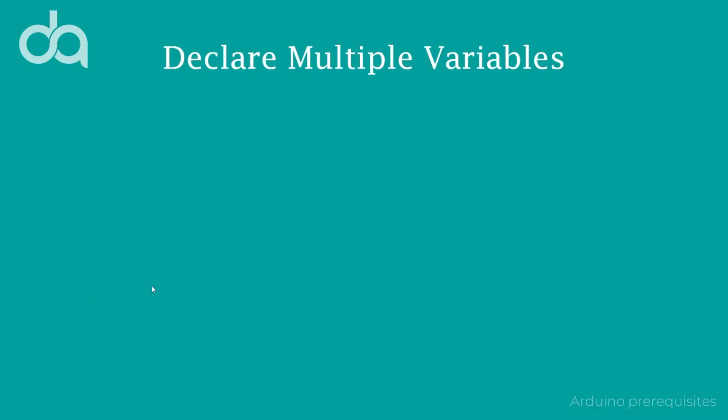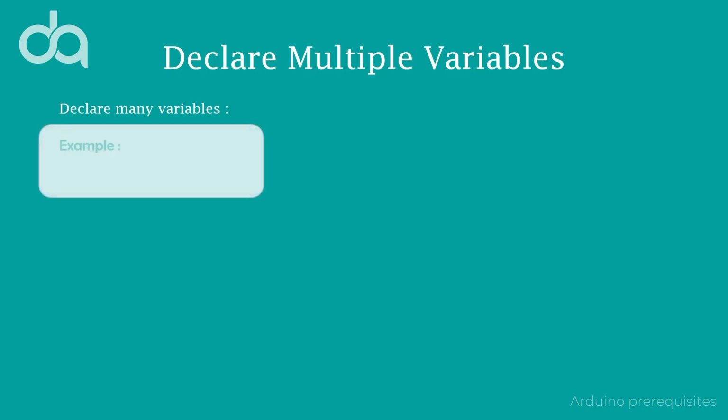Declare multiple variables. First, I want to show you how to declare many variables. To declare more than one variable of the same type, use a comma separated list. For example, int x = 5, y = 10, z = 60.